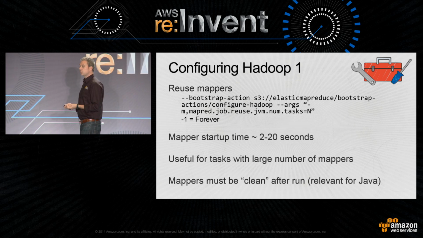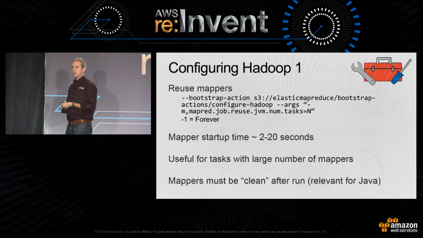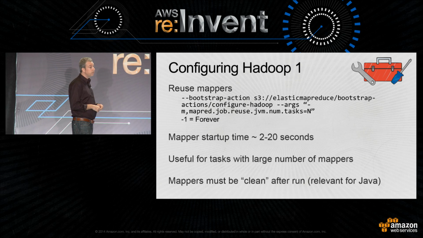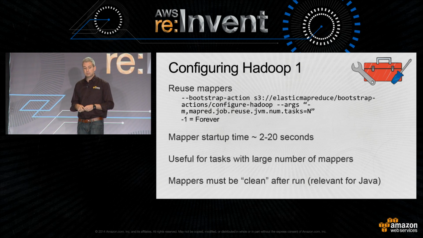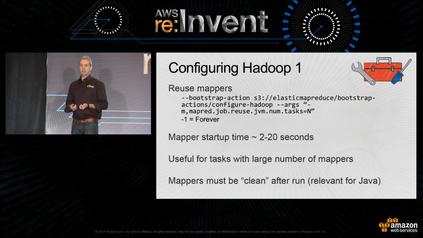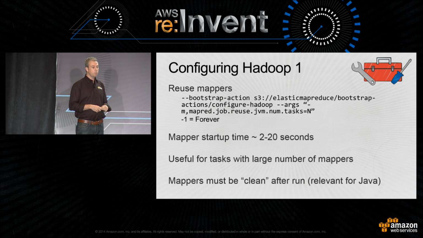And if you want to use this with your own software, you're very welcome to do so, but keep in mind it effectively makes your map processes stateful for the entire time they run. So if you're coding in Java, you need to think about the impact of that. So this is a great example of a way that you can immediately get better performance from Hadoop 1 simply by setting JVM reuse.